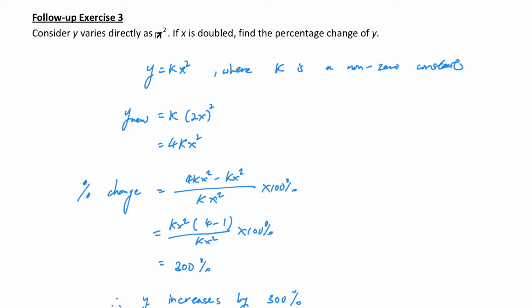And then percentage change: new minus original over original times 100%. Same idea, take out the common factor kx squared. Remain 4 minus 1, okay, remain 4 minus 1 over k x squared. Pause it out, and then the answer is 300%.